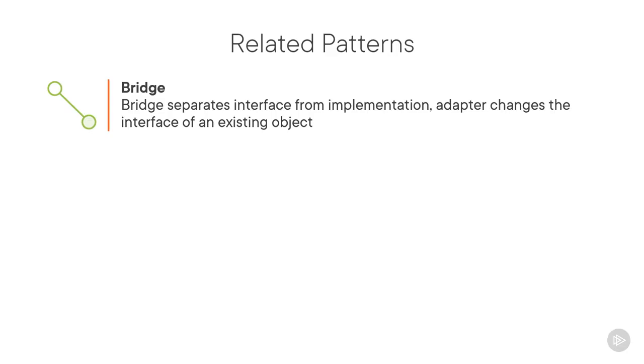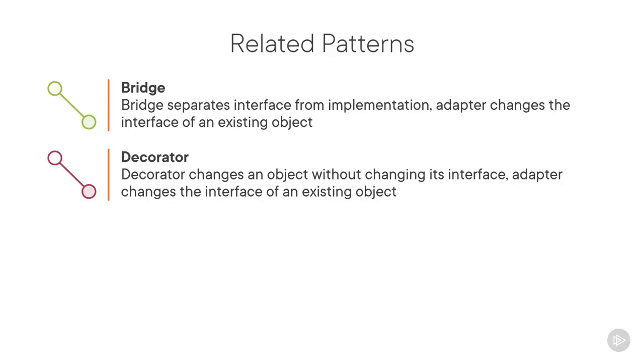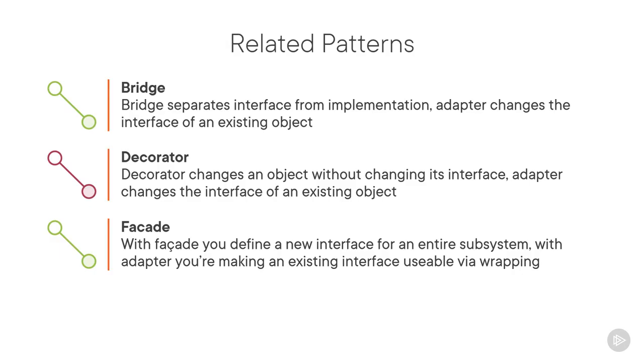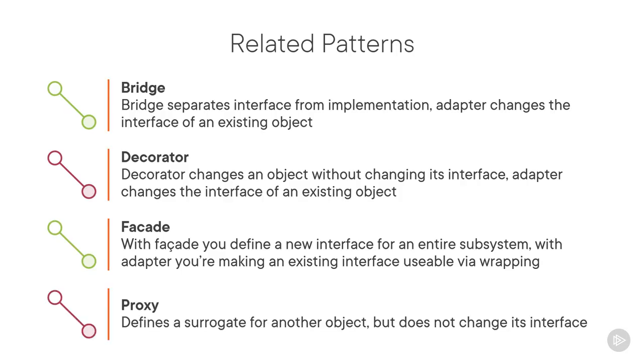It's also related to the decorator pattern. The decorator changes an object without changing its interface. It's thus more transparent than the adapter, which changes the interface of an existing object. It's also related to the facade pattern. With the facade pattern, you're defining a new interface for an entire subsystem of objects. With adapter, you're making an existing interface usable by wrapping one object. Lastly, there's a relation to the proxy pattern. This defines a surrogate for another object. It does not change its interface, while the adapter does provide a different interface.